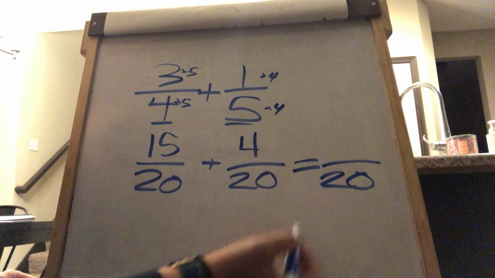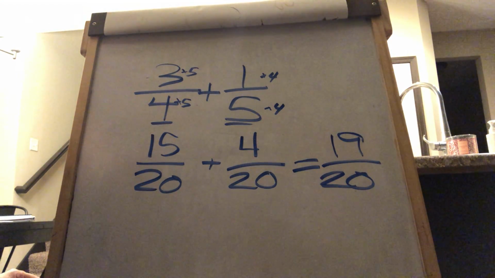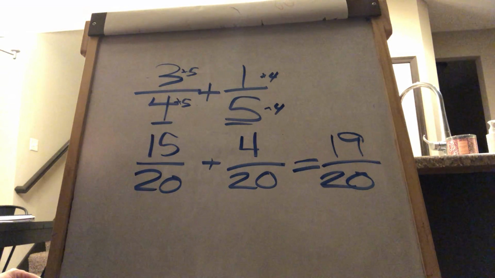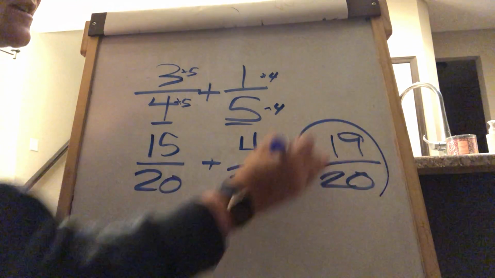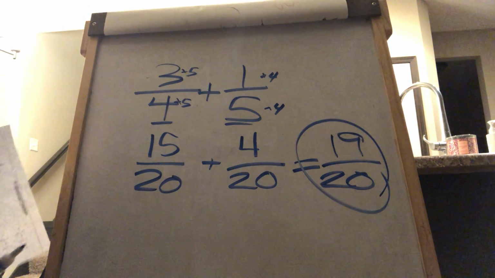And then we can just go across the top and do our addition. Now, another thing we need to keep in mind with our fractions is we always need to make sure that we're simplifying our fractions. So we need to think, is there a number that goes into both 19 and 20? And in this case, there isn't.